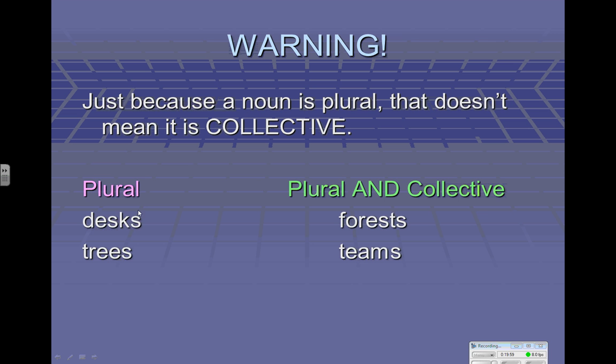So we would say desk is only a common, concrete plural noun. It's not collective because even though it's plural, it doesn't refer to more than one thing if we get rid of that plural.